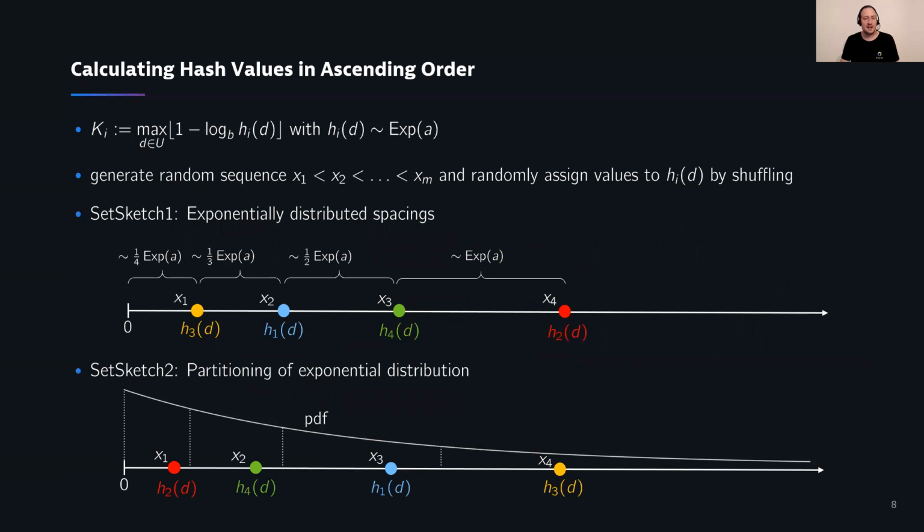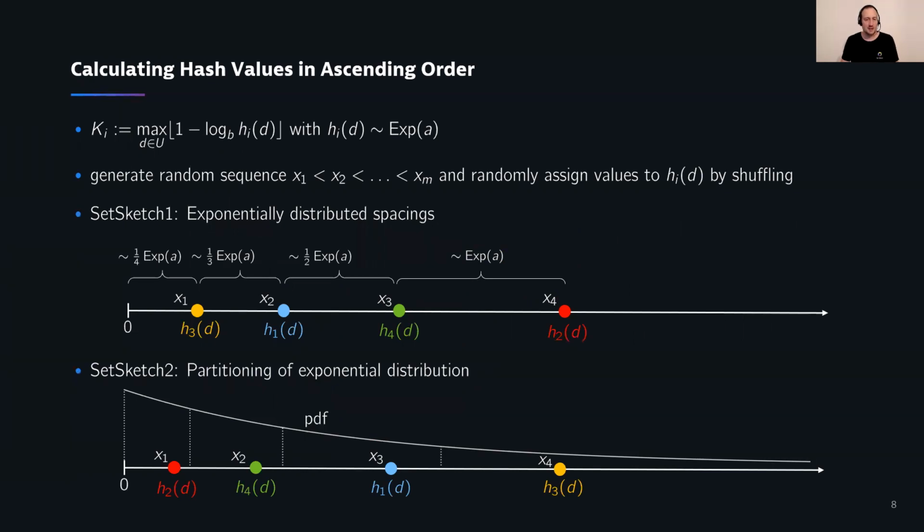How can we calculate the hash values in ascending order? The idea is to generate an ascending random sequence of values and use them randomly as one of the hash values using shuffling. The random sequence must be chosen such that the hash values calculated in this way are again exponentially distributed. For that, we propose two different techniques which result in two flavors of SetSketch.